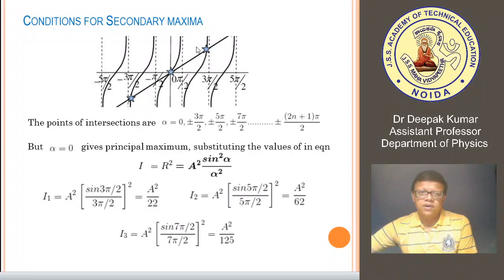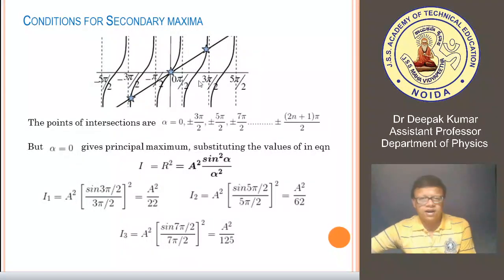So I have plotted multiple curves in different ranges of alpha, and then a single line showing y equals alpha. Now the intersection of this straight line with these curves will give you the values of alpha where alpha and tan alpha are exactly the same, and after approximation the values of intersection are alpha equals 0, and alpha equals plus minus 3 pi by 2. It is not exactly 3 pi by 2, but the approximation is 3 pi by 2, 5 pi by 2, 7 pi by 2, or in general any odd multiple of pi by 2.